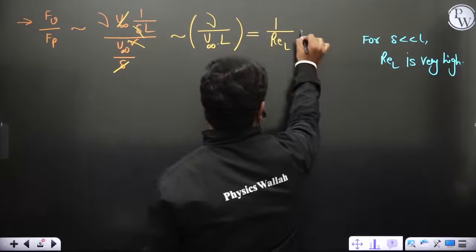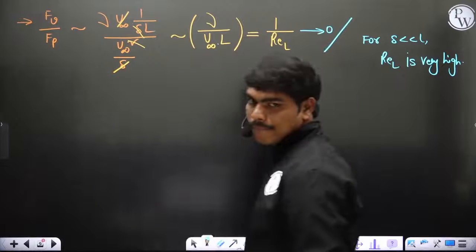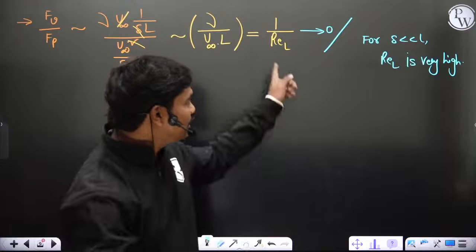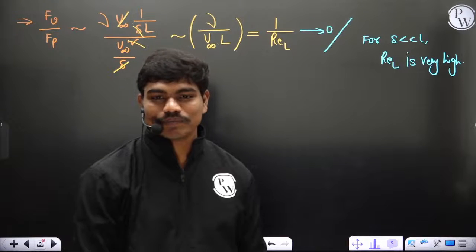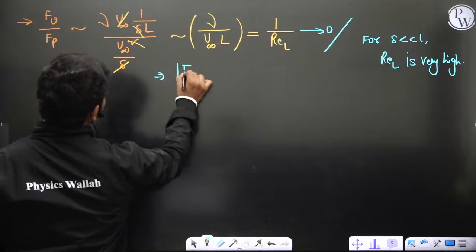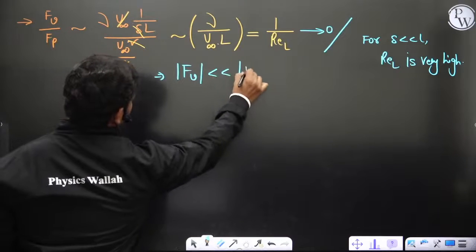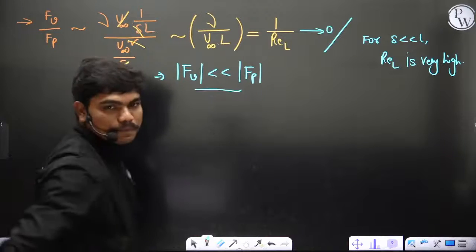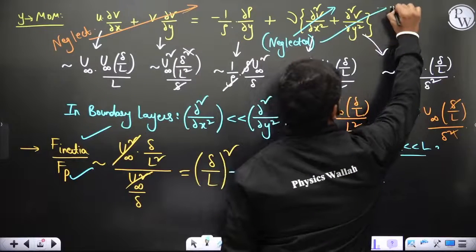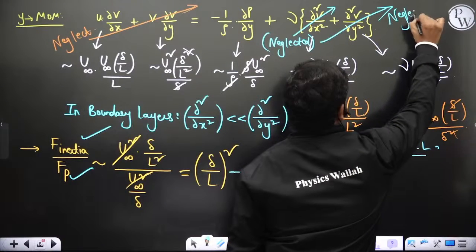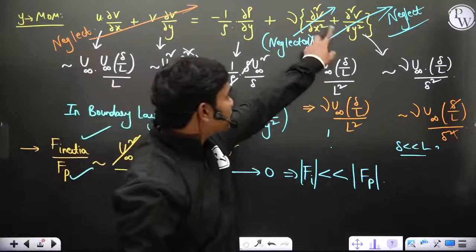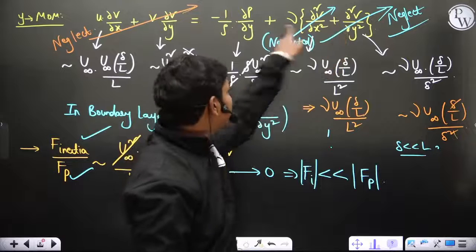So that means, understood? If Reynolds number is very large, then definitely that term is actually 0. Clear? So if that term is 0, then again you can see magnitude of viscous forces can be much less than pressure forces. So that means neglect. This is not neglected because of this, okay? The logic is something different. This is neglected because of comparison to this.